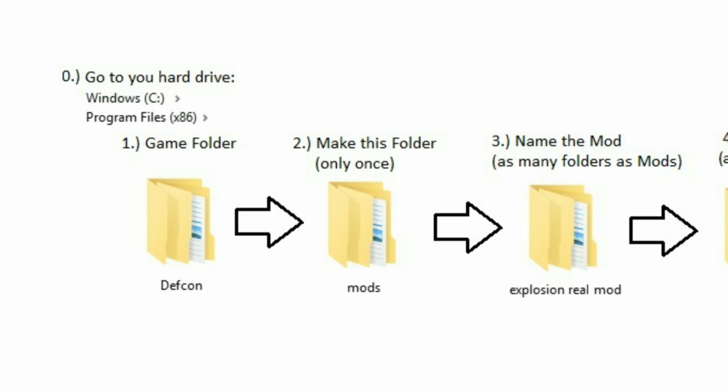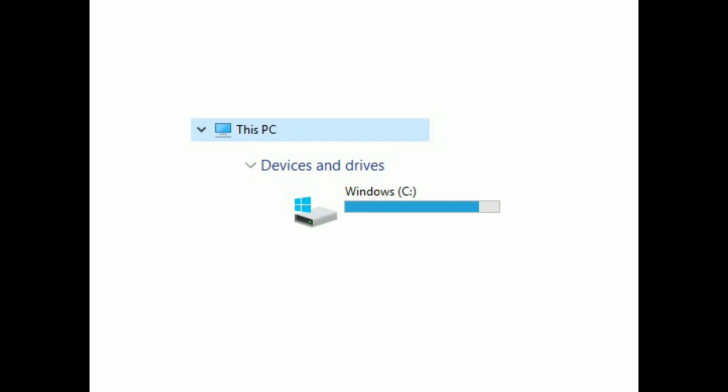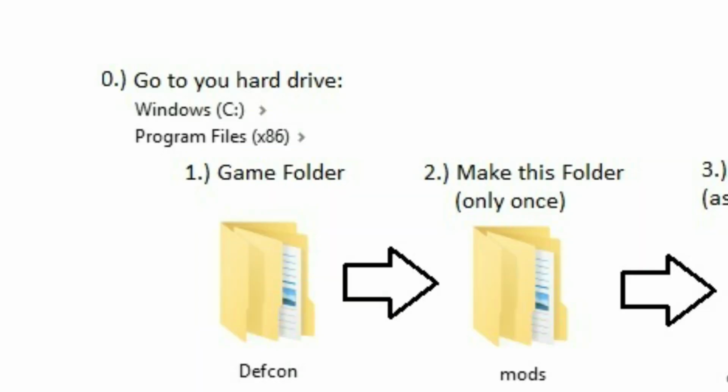Okay, where is your mods folder? Go to your computer on a Windows 10 PC. You want to bring up your File Explorer and go to This PC. Then you'll see your devices and drives, and you'll see one, Windows C. You want to click on that. So you're going to your PC, to your Windows C drive. Then you're going to go to your Program Files folder, which is Program Files x86. It's most likely where you installed it.